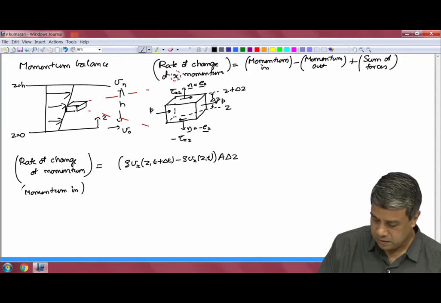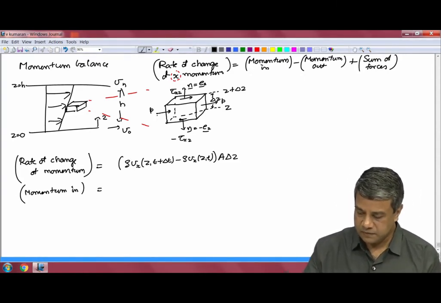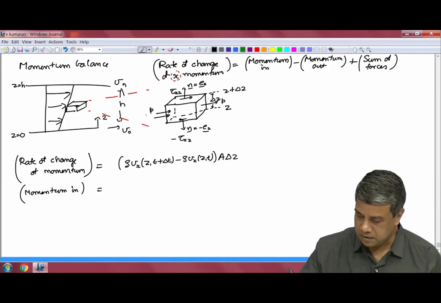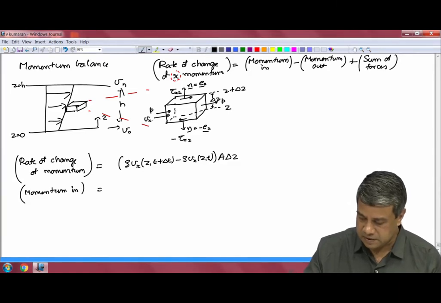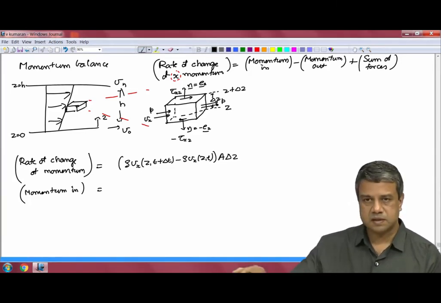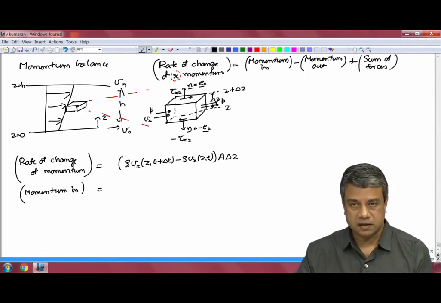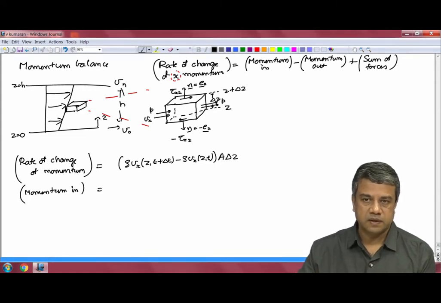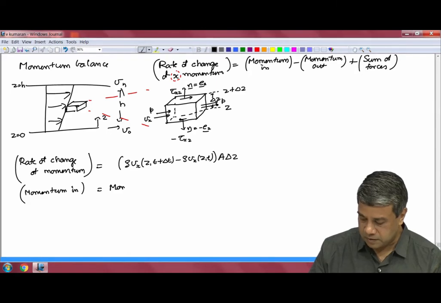Momentum in: there is momentum in because there is flow of fluid into this differential volume at the left surface, and momentum out because there is momentum leaving the fluid on the right surface. However, we have assumed that there is no variation in the direction perpendicular to z. So, for this particular differential volume, for the x momentum, the momentum in has to be equal to the momentum out.